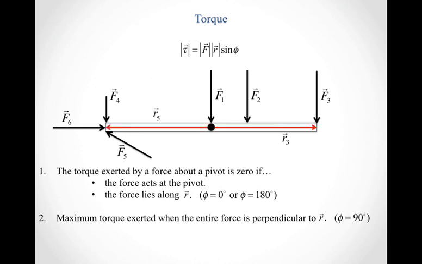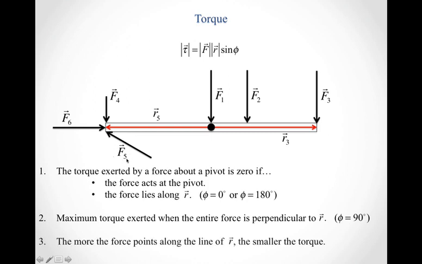Force 5, on the other hand, has the same magnitude force and the same length of the position vector, but because it has some angle phi that's less than 90 degrees, you don't get as much torque from force 5. That's because the more the force points along the line of the position vector, the smaller the torque is.